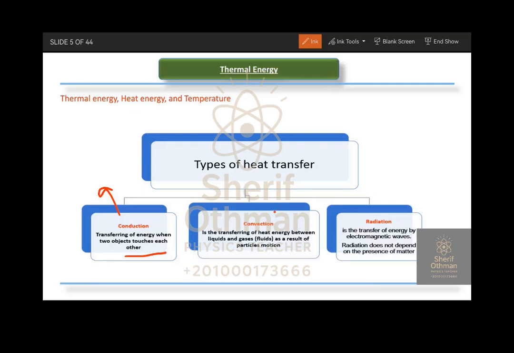But convection is for fluids, like gas and liquid.